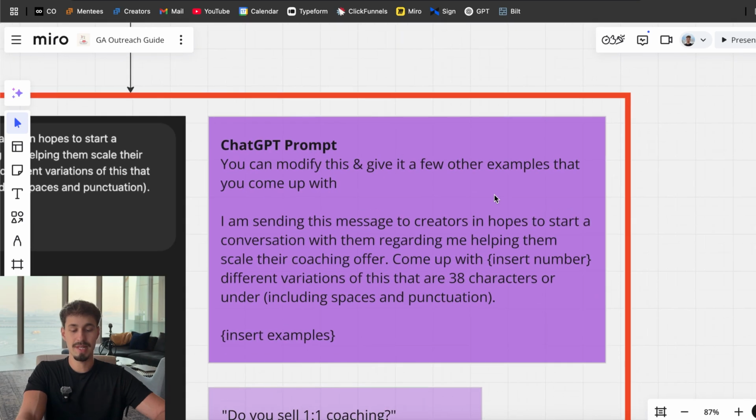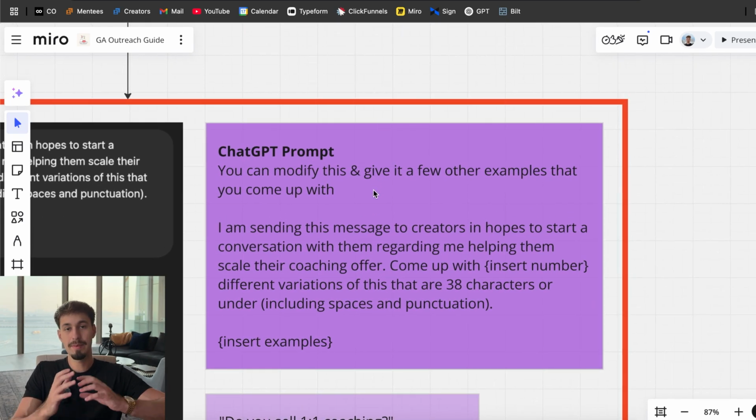So here's a little ChatGPT prompt to change the wording. You want to keep that same tripwire strategy, but just change the wording. Here it is, and you can modify this and give it a few other examples that you come up with. So here it is.